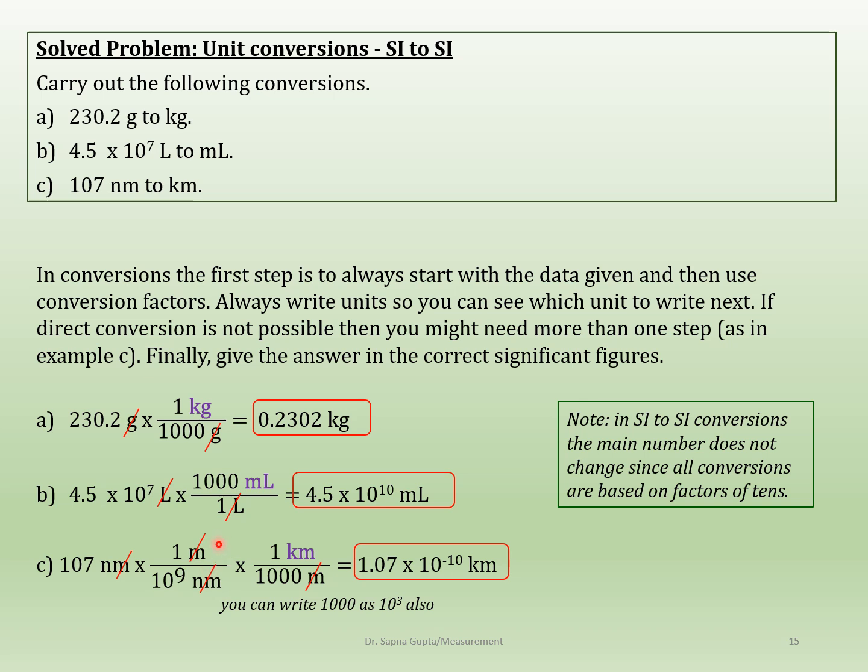So for nanometers, I will convert first to meters. I know in 1 meter, I have 10 to the power of 9 nanometers. So nanometers cancel, and I'm left with meters. Then I'm going to convert my meters into kilometers. In 1 kilometer, I have 1,000 meters. So then I will go ahead and set up my calculations.